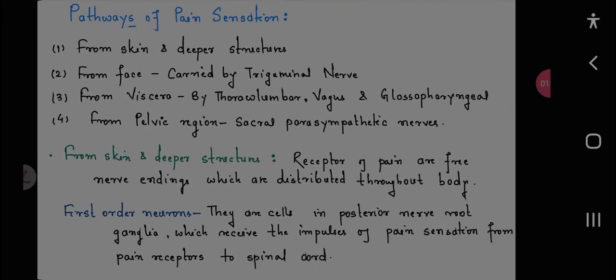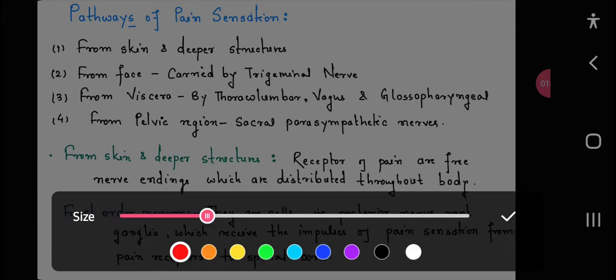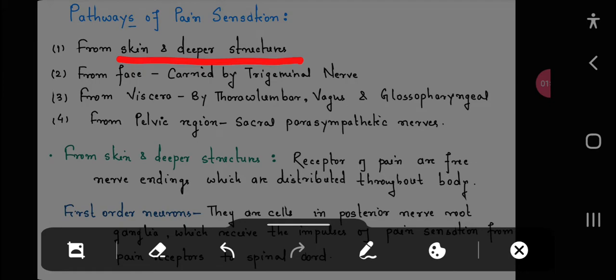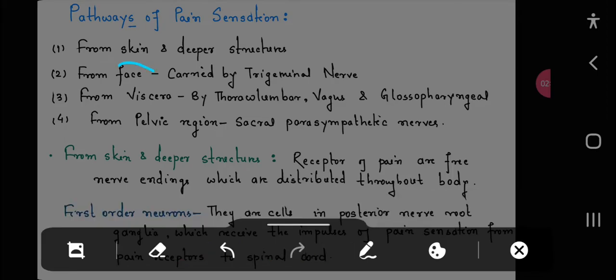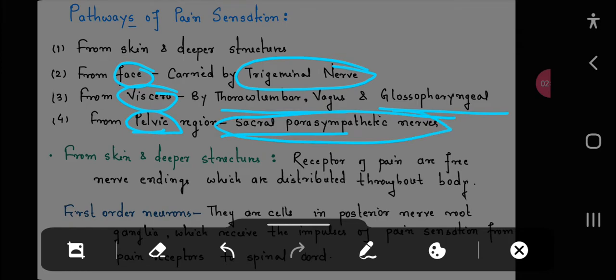Pathways of pain sensation from skin and deeper structures. From the face it is carried by the trigeminal nerve, from viscera by the thoracolumbar, vagus and glossopharyngeal, from the pelvic region by sacral parasympathetic nerves. From skin and deeper structures, receptors of pain are free nerve endings which are distributed throughout the body.